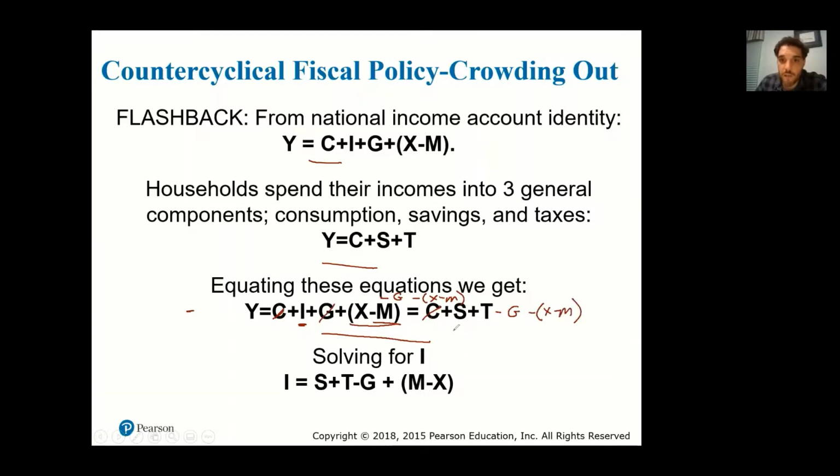And so when we solve for this right-hand side of the equation here, we're left with, our consumption's gone, we have our savings, which we find here. Then the difference between our taxes and our government expenditure. And then we just distribute this negative sign such that we're left with imports minus exports. So we just get the reverse, or this side just distributing through the negative sign. So we're left with these three pieces.